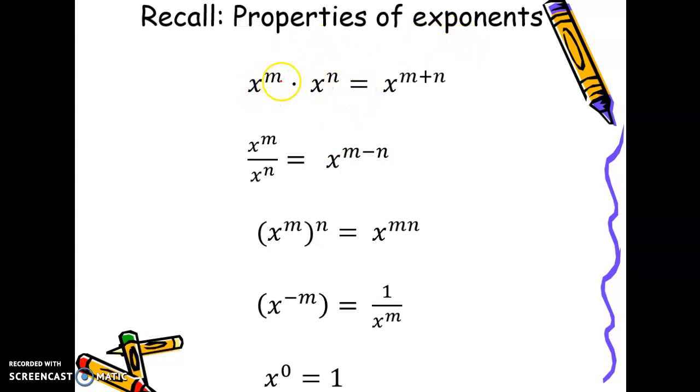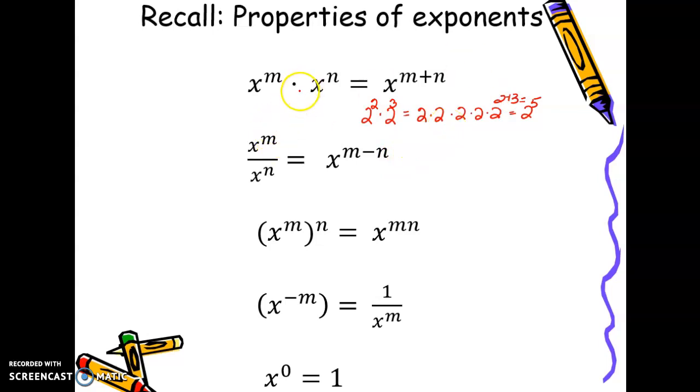If you've got x to the m times x to the n, they are multiplied, so you would add your exponents, m plus n. For example, if you've got two 2's, and you're multiplying them by three 2's, if you wrote them out, there's two 2's and then three 2's, you would end up with 1, 2, 3, 4, 5. So you'd end up with five 2's, and that's exactly what happens there. You simply add them up. 2 plus 3 equals 5.